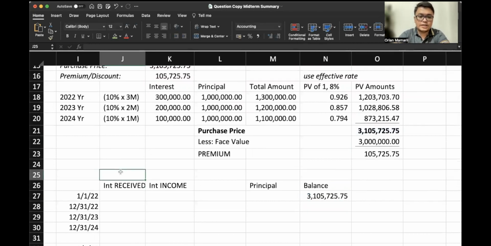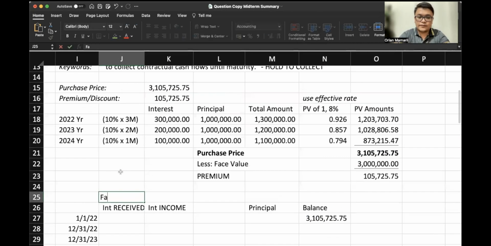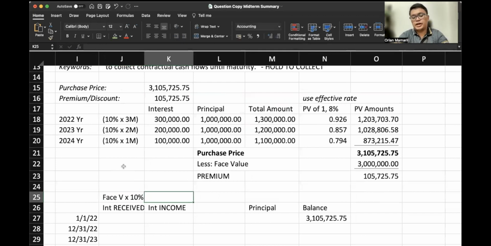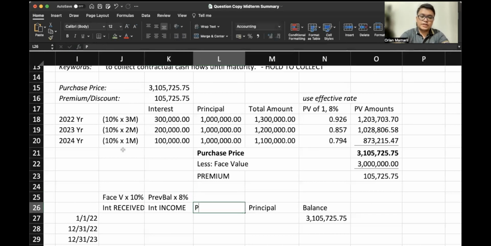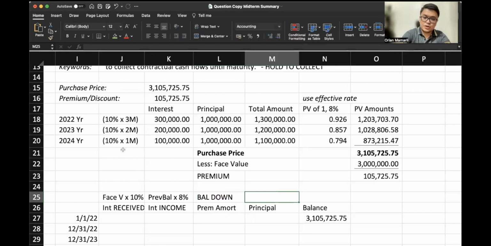Once again, interest received is based on face value multiplied by our interest rate, the 10% stated rate, right? Our interest income is based on the previous balance multiplied by the effective rate of 8%. So the premium amortization causes our balance to decrease. Our principal payment, of course, also causes our balance to decrease.